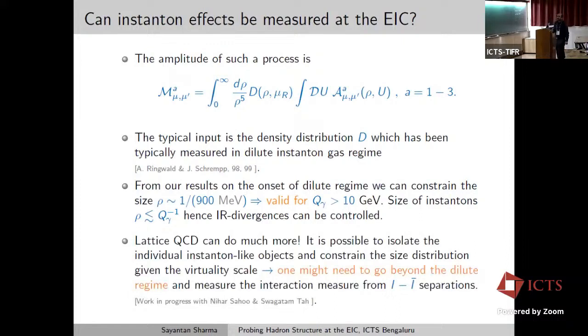But then lattice QCD can do much more. On the lattice, it is possible to constrain all of these topological objects and actually do a much better evaluation of the size distribution, and we can do it even beyond the dilute instanton gas regime and measure this, also measure the interaction by looking at the instanton anti-instanton separations from the lattice. So this can be done very accurately.